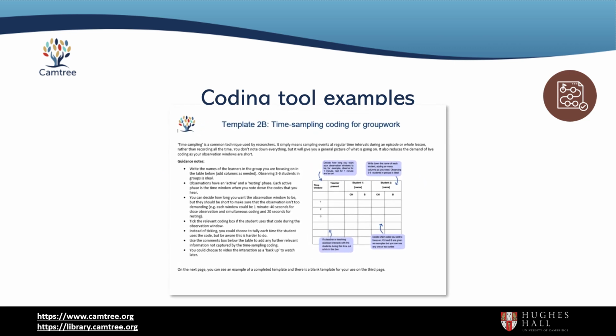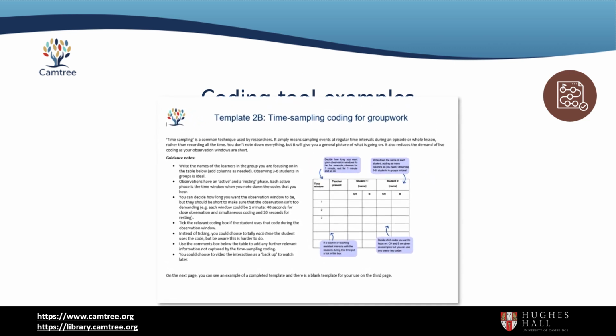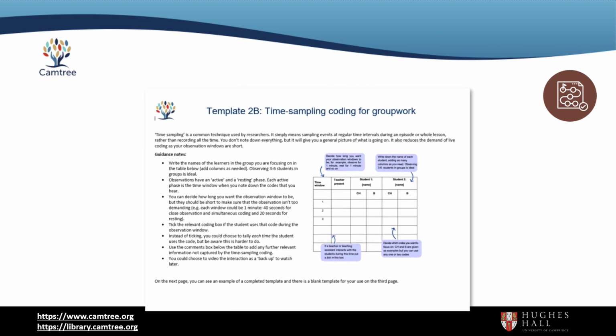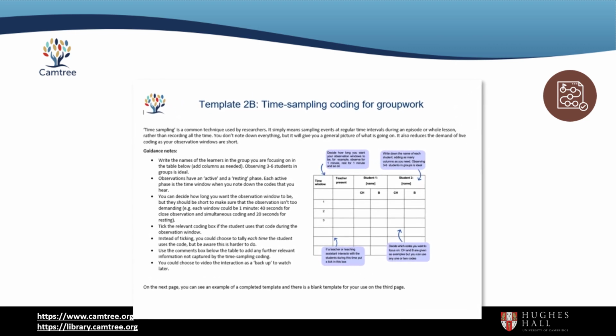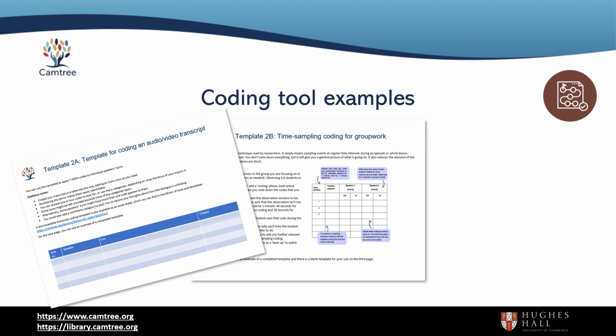Template 2B is useful for live coding. You can select a few students, decide which codes you're looking for, and then make tallies when you hear these codes during short observation windows.